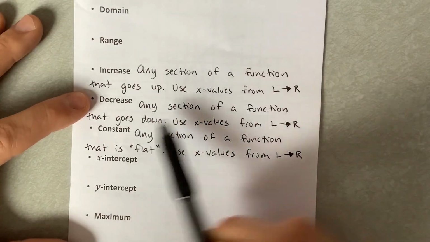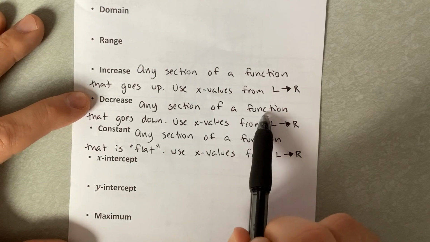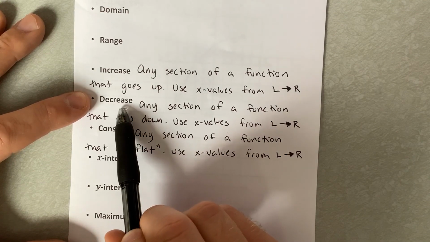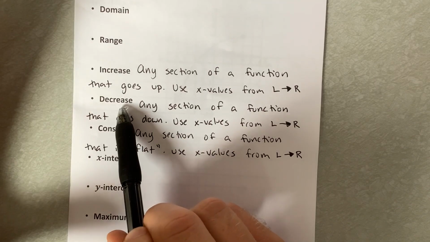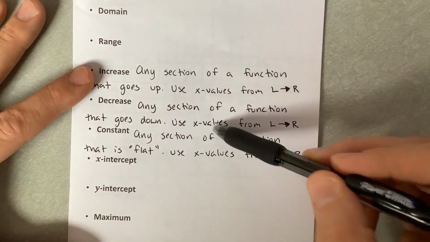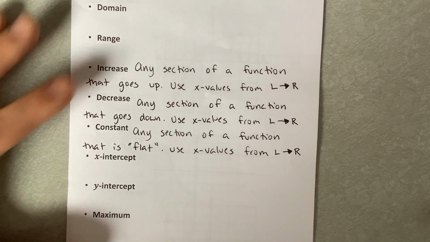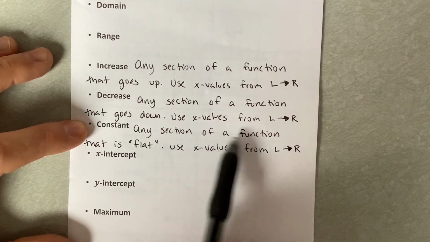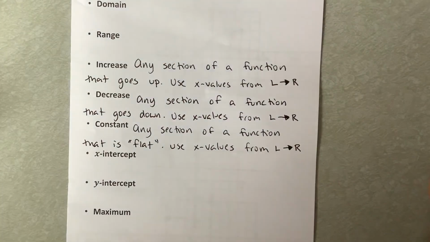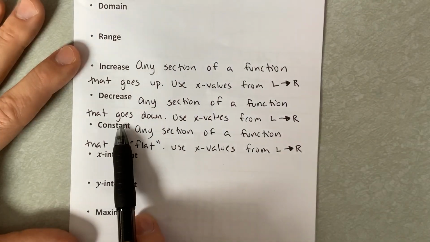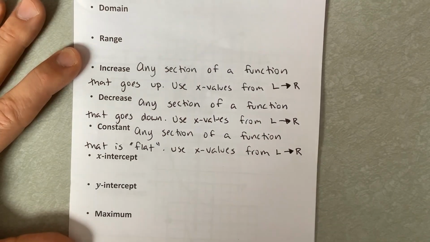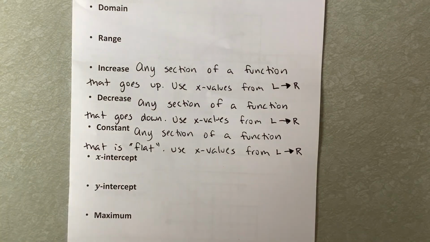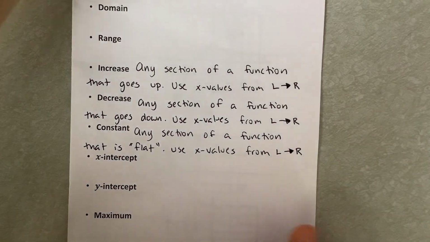When you look at a function, if any section of the function is going down from left to right, it's decreasing. And again, to describe that when we write our answers down, we're going to use x values from left to right. Constant, any section of a function that is flat, that's gonna be constant. And we're gonna use our x values from left to right. And that's it, guys, okay? Nice three simple definitions. Now let's jump right into this.